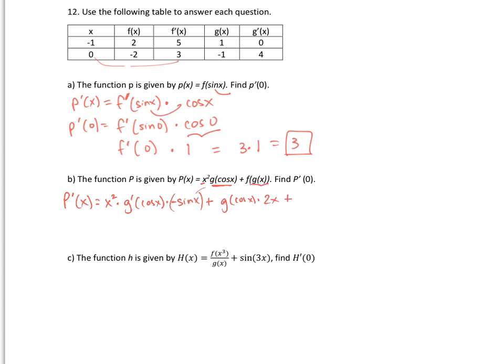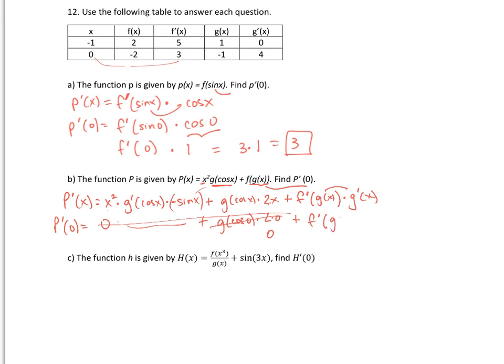Now, plus, I have to take this whole derivative. This will be f prime of g of x, but I got to chain rule it, times g prime of x. So let's put in p prime of 0 and see what ends up happening. You'll get 0 times, well, whatever you get here is just going to be 0, plus g of cosine of 0 times 2 times 0. That's going to be 0 also. So this whole part cancels out because these x's are zeros. So it would be 0 plus f prime of g of 0 times g prime of 0.